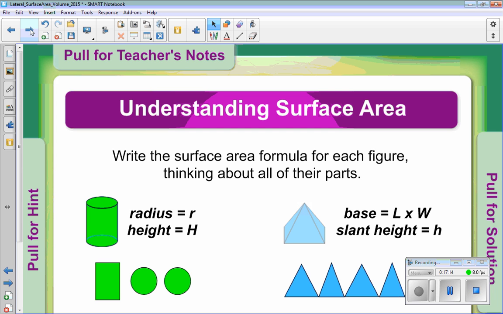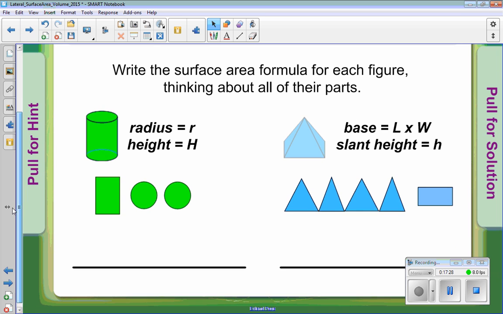I'm sorry, what do you notice about surface area? It includes the bases, doesn't it? So we're going to find the lateral area and then just add however many bases we have. That's the total surface area. Okay? So we want to think about all of their parts, both the lateral area and the bases.